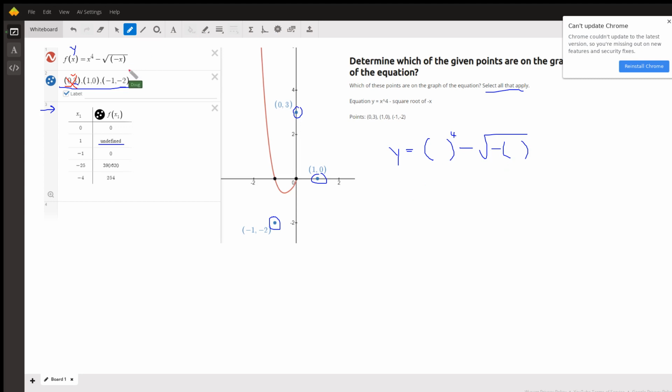And finally, we're supposed to test when x is -1. Wherever there's an x, put in a -1. Well, -1 to the fourth power, 4 is even, so I'll get a positive number. 1 times 1 times 1 times 1 is 1. The opposite of -1 is 1. The square root of 1 is 1. 1 minus 1 is 0. So once again, we declare that none of these points lie on the graph of that function.